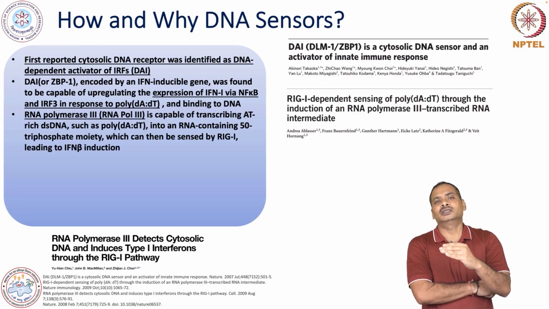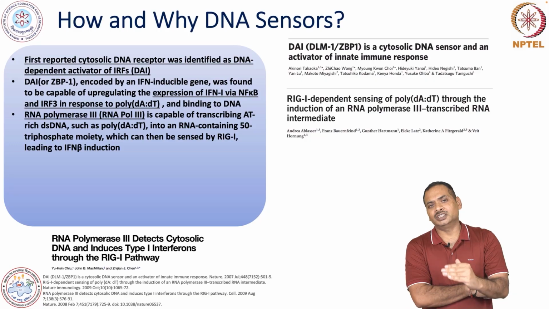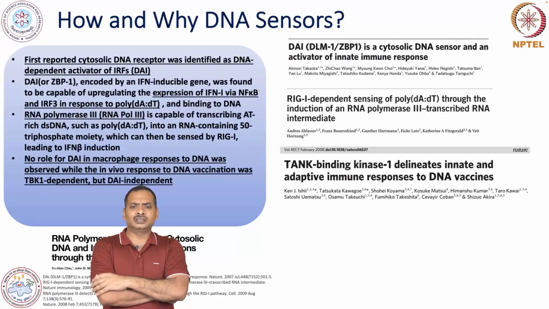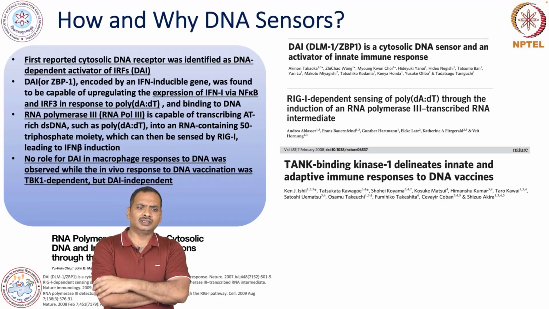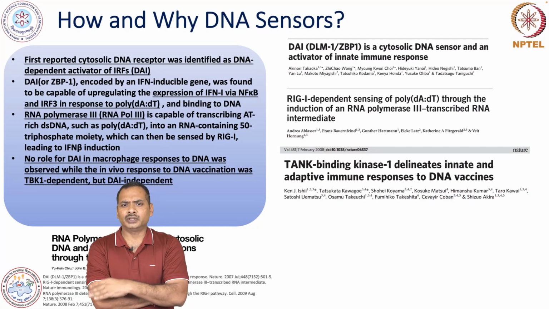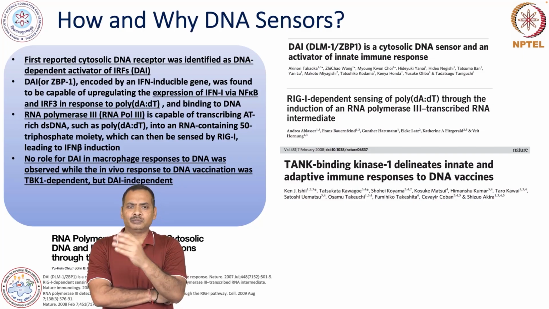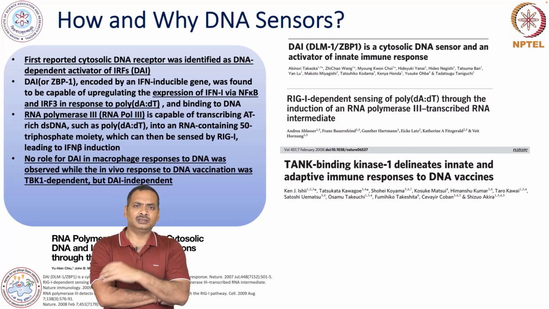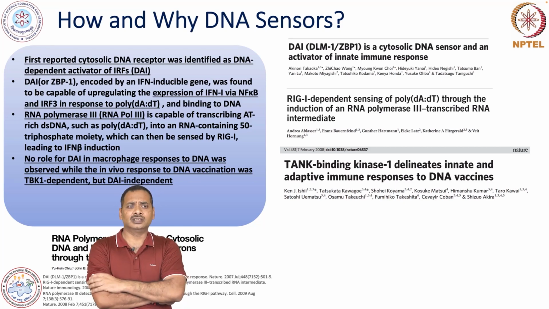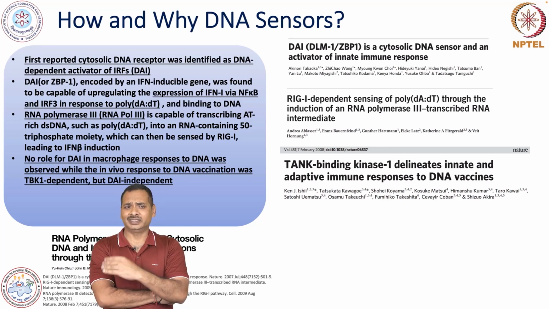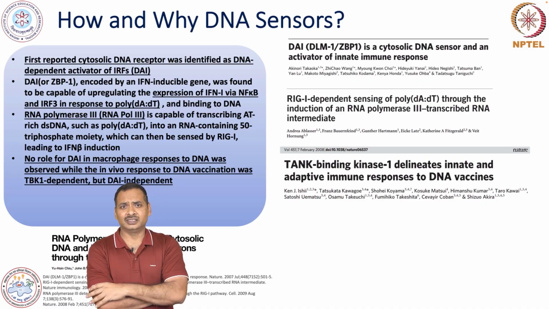and then there will be TBK1 and IRF3 dependent production of type 1 interferon. Okay. This was supported by two research papers. If you can see the middle panel as well as the bottom panel, they suggested that RNA polymerase 3 plays a very important role in indirect DNA sensing.